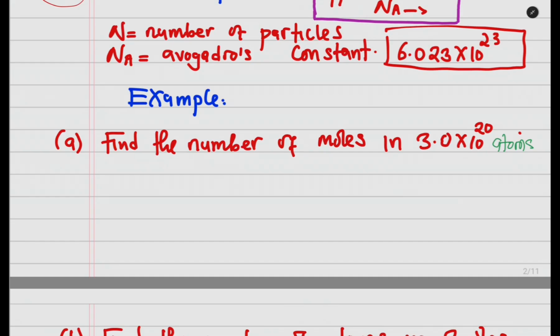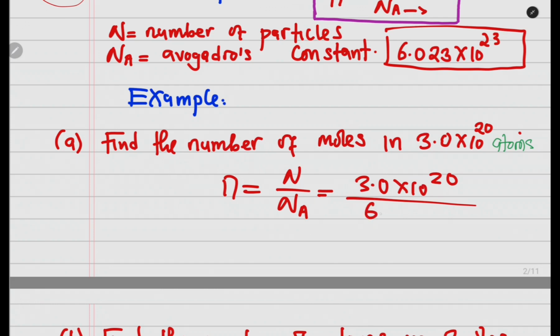So what do you do? In this case, you are going to say number of moles is equals to, you start by writing the whole of that formula. Then you replace. So 3.0 multiplied by 10 to the power 23 divide by 6.023 multiplied by 10 to the power 23. The number that you find here, that is your answer.